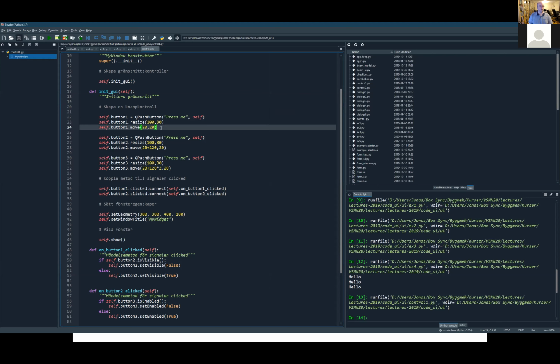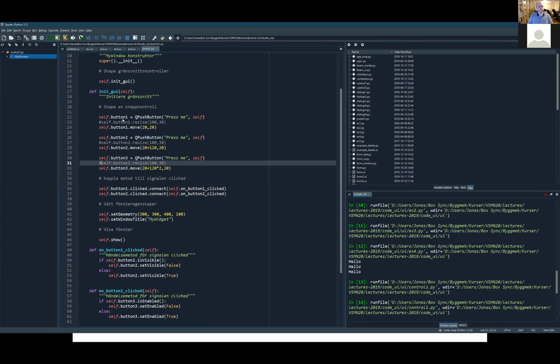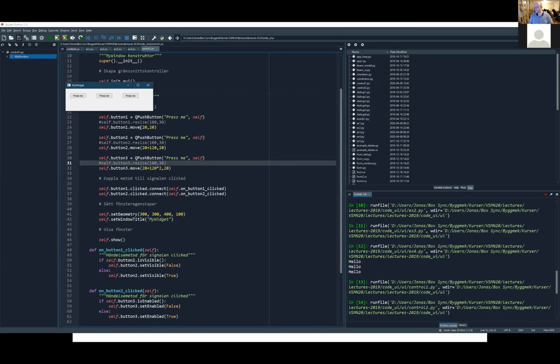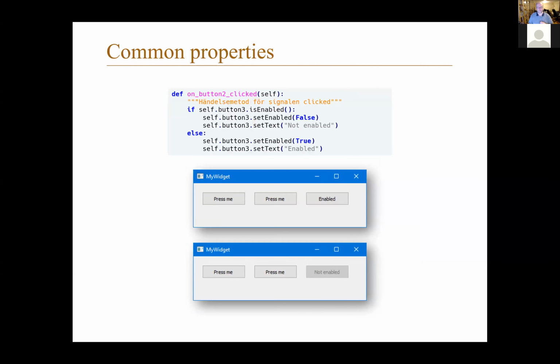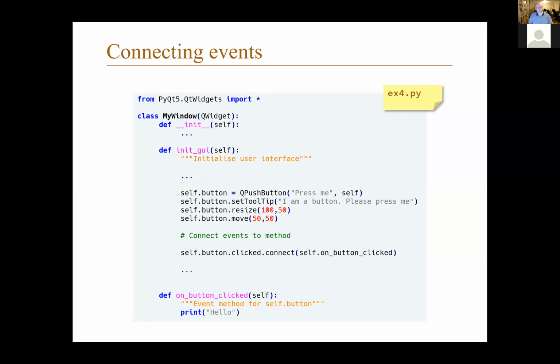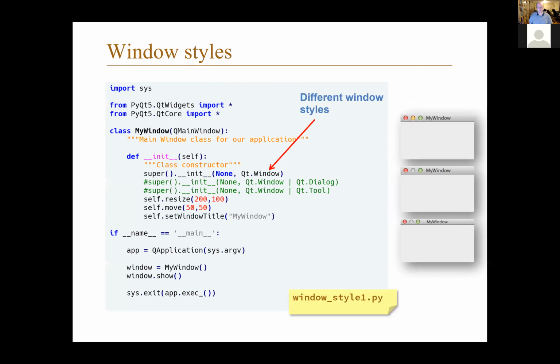Because I can show you this, if I just do like this here. You see here, there is a default size of these, and then they will also adapt to the text you have set on it. So they will have a fixed vertical size, but an elastic width. And I showed already how you connect the event using the connect method, so I can skip that.